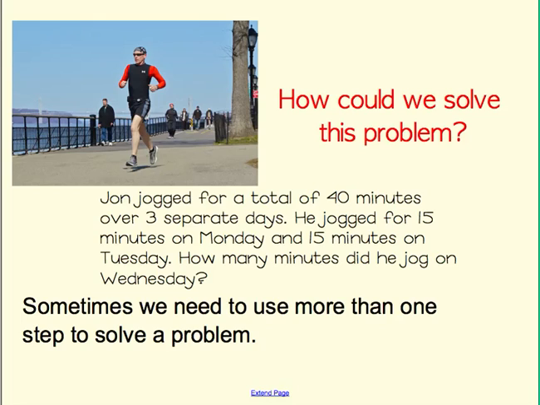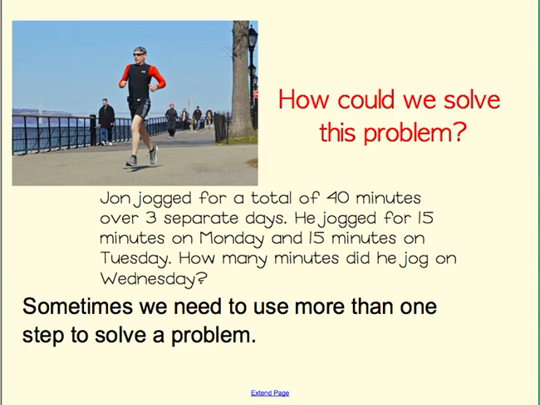John jogs for a total of 40 minutes over 3 separate days. That means if you add up the totals of Monday, Tuesday, and Wednesday, he jogs for a total of 40 minutes. On Monday, he jogs for 15 minutes and 15 minutes on Tuesday again. What we want to know is how many minutes did he jog on Wednesday? So how could we solve this problem?